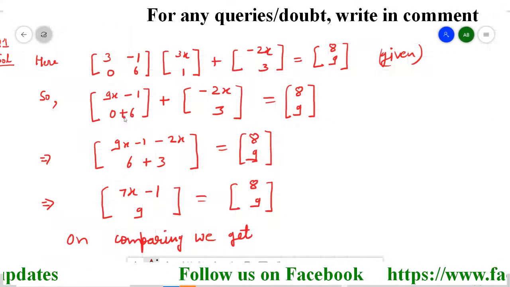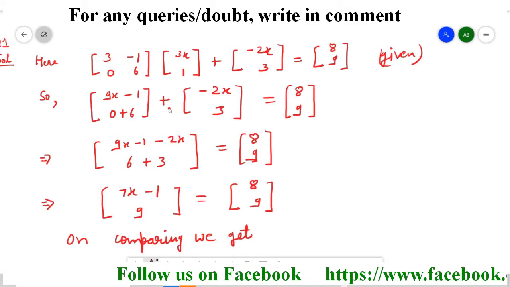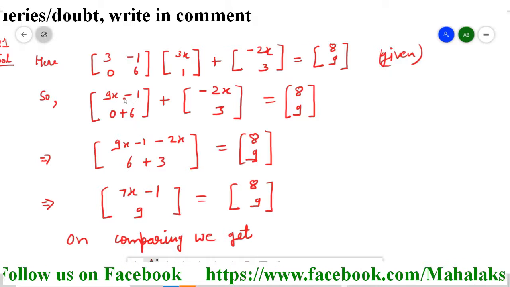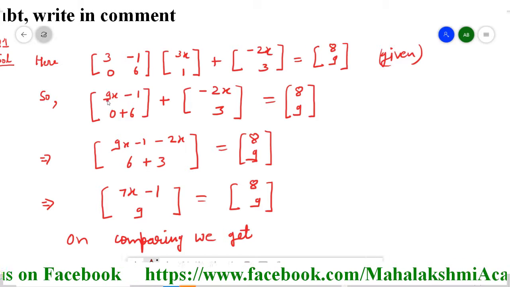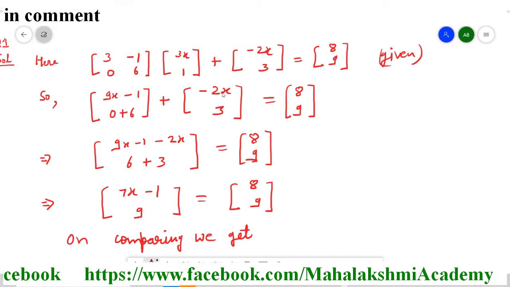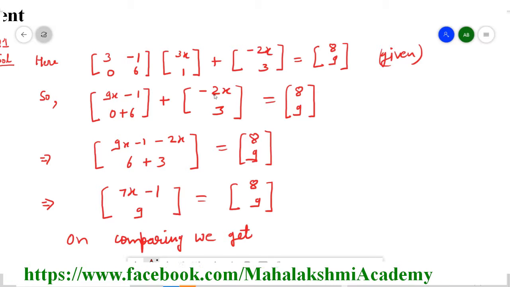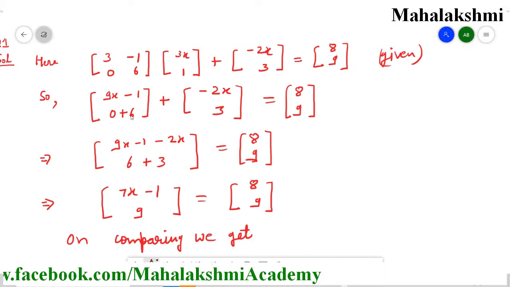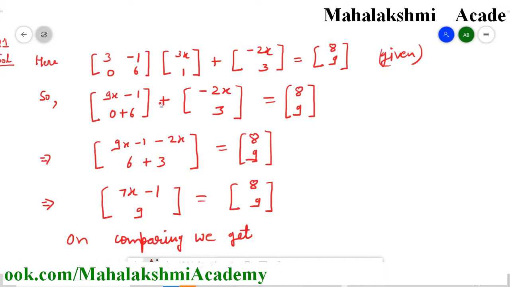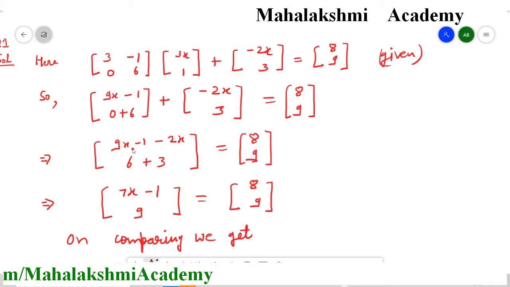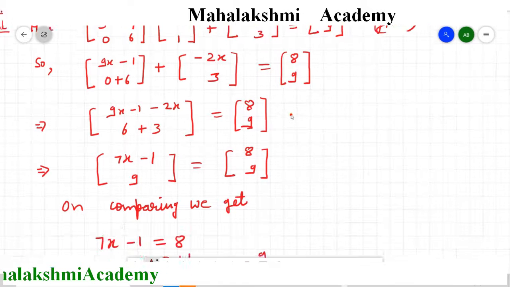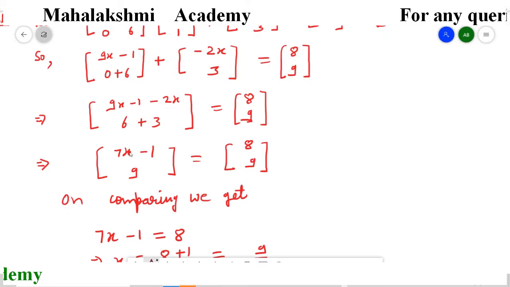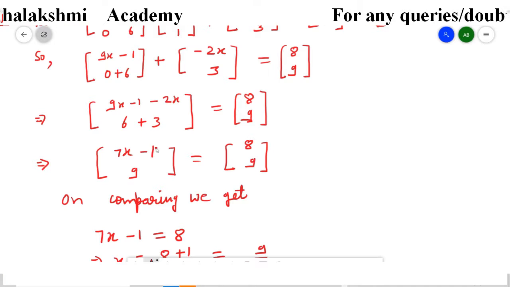Now here we have to add two matrices, and addition of two matrices is done by adding the corresponding elements of each matrix. This is the first element of the first matrix, and here the first element is 2x, so the first elements will get added here. The second element, 0 plus 6 is 6 only, and 6 plus 3 will add here because the plus sign is here. Now this matrix we will write as it is, and here we will simplify. 9x and minus 2x get simplified, and it will give us 7x and minus 1 as it is.